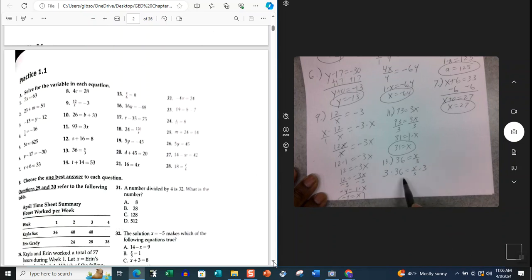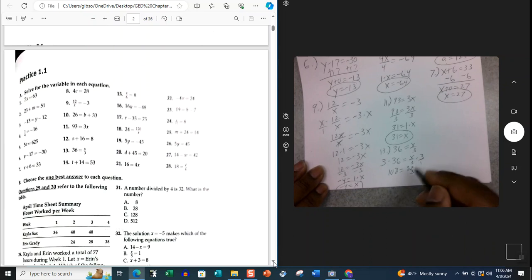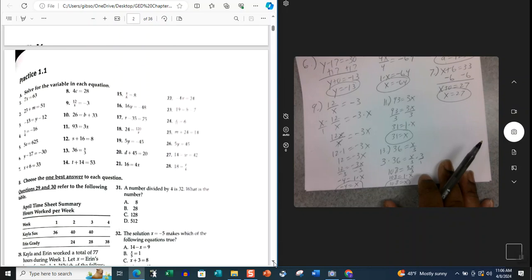So 3 times 36 would be 108. And then this would be, put it over 1, this would be 3x over 3. And we know 3 divided by 3 is 1, so we have 108 is equal to 1 times x. So it'll be 108 is equal to x. All right, now that took care of problem 13. Now 14 is basically what we've covered, 15 and 16.